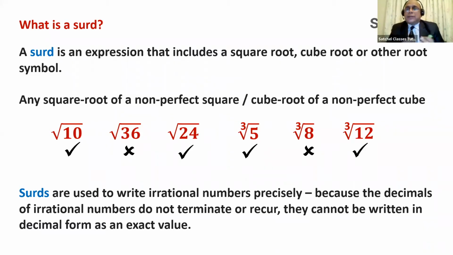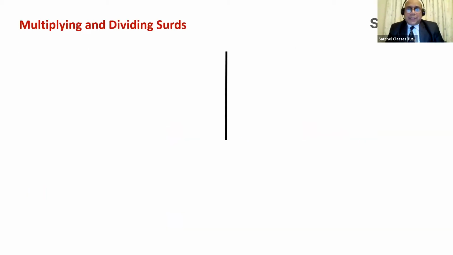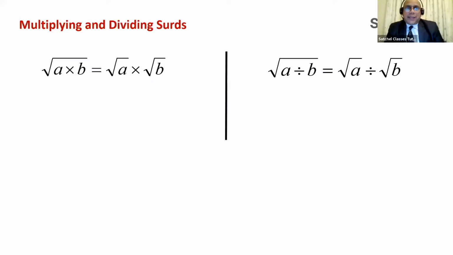For example, if you type in the calculator square root of 10, you would get a series of decimals which are non-terminating. So instead of that, in a simple form, you can write square root of 10. That's a much easier way of writing it. Well, you understood what are surds. So let us now understand how do we multiply or divide surds. These are simple rules. Square root of a times b is actually square root of a multiplied by square root of b.